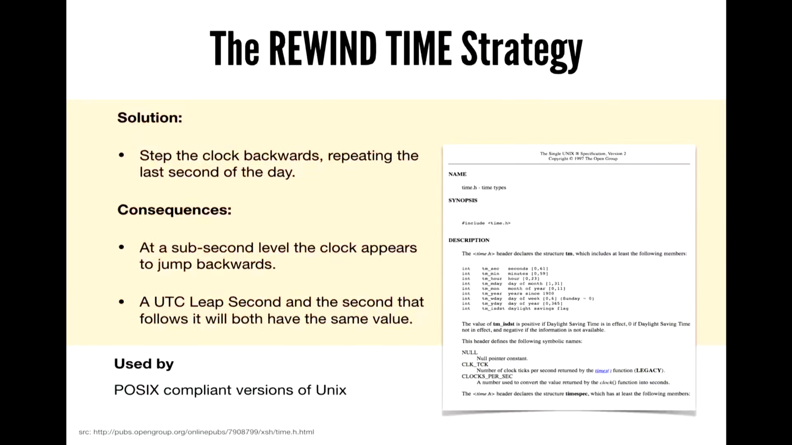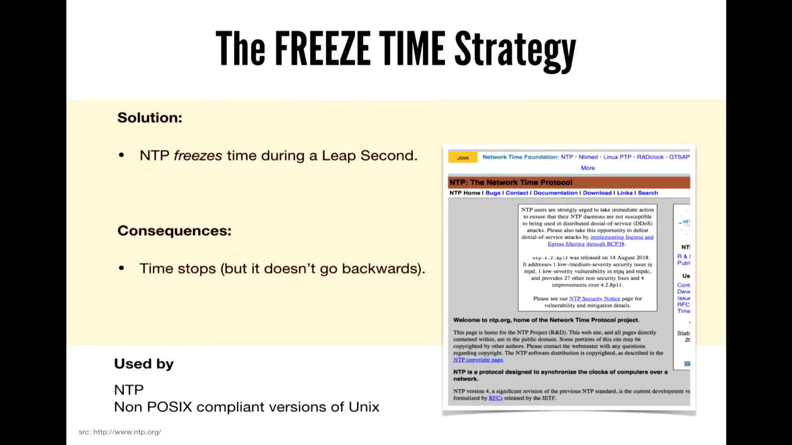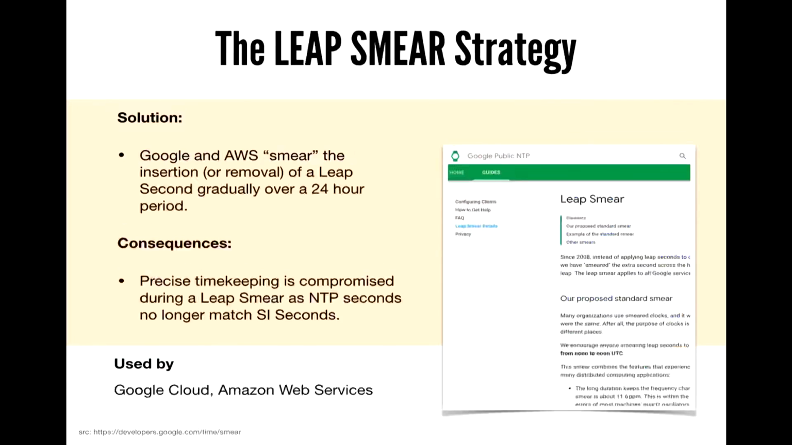Not all versions of Unix and Linux are POSIX compliant. People have other implementations of it, but the ones that are, they step the clock back. So the clock goes forward and it'll play out the leap second, then at the end it steps it back by 1 second. NTP does it slightly differently, it just stops the clock. So the clock stops for 1 second and it moves on again, so it doesn't go backwards.